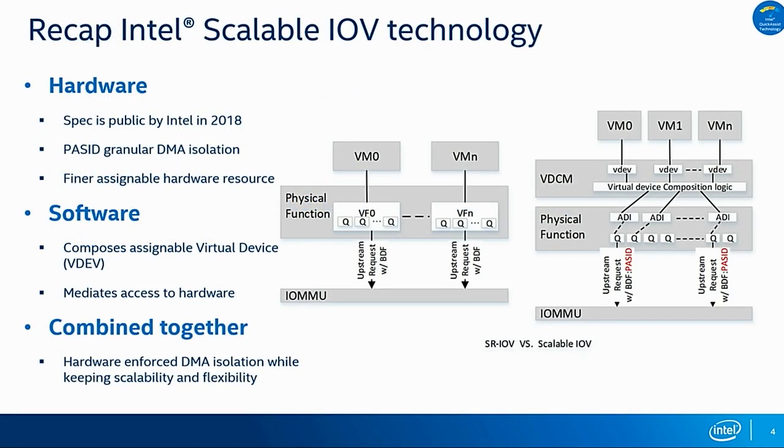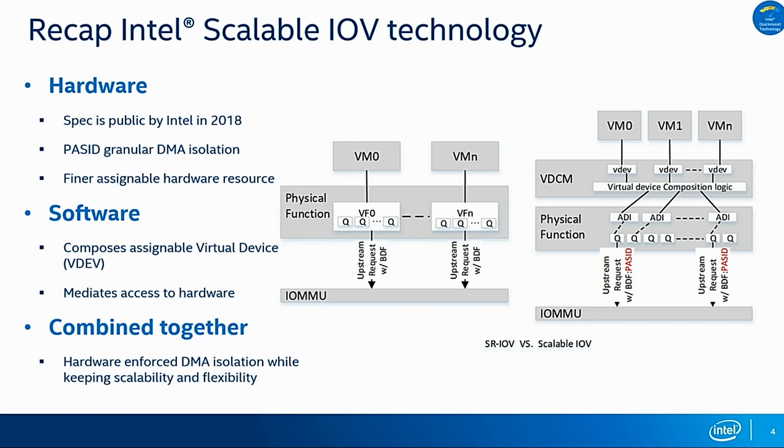Okay, so let's recap the Intel Scalable IOV technology. Intel Scalable IOV technology was published in 2018 by Intel, and it introduced PASID granular DMA isolation capability and also fine-grained assignable hardware resources. On the software side, the technology leverages the current mediated device framework and mediates the access to the hardware, moving the infrequent access to the hardware from the hardware to the software.